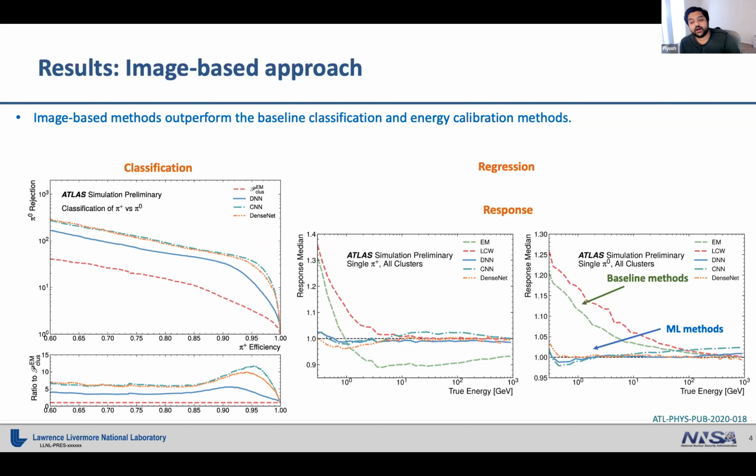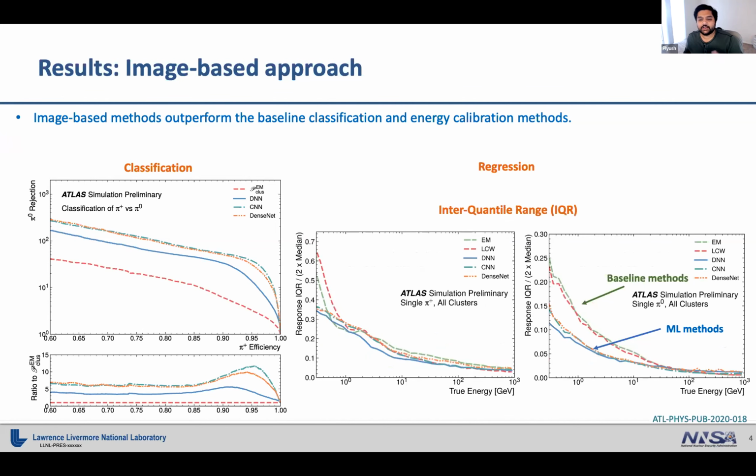The curves you're looking at here are medians of a 2D histogram, if you may, in this response versus true energy space. So there is a spread in both the X and Y axis of the response. To quantify that spread, we look first at the response median just to see what the median of the response is. And then we quantify the spread using something called interquantile range, or IQR. This is a measure of the spread of the response in the true energy dimension.